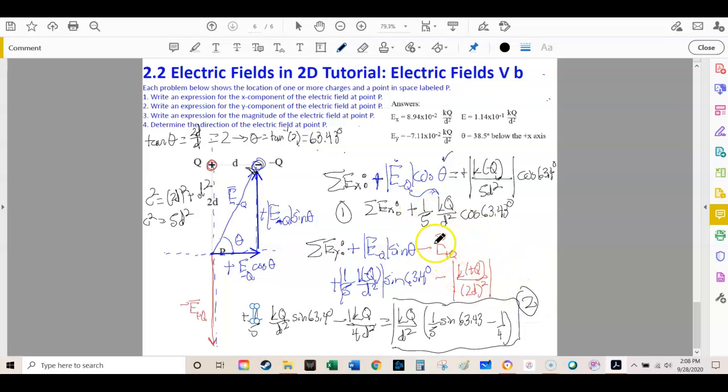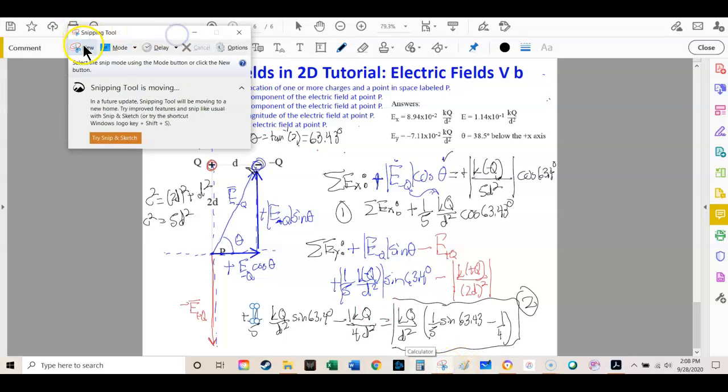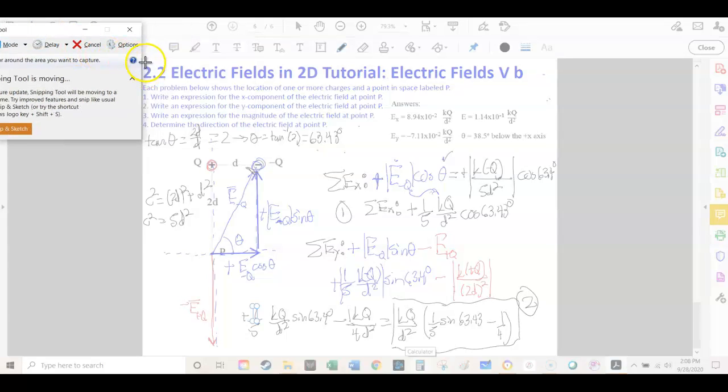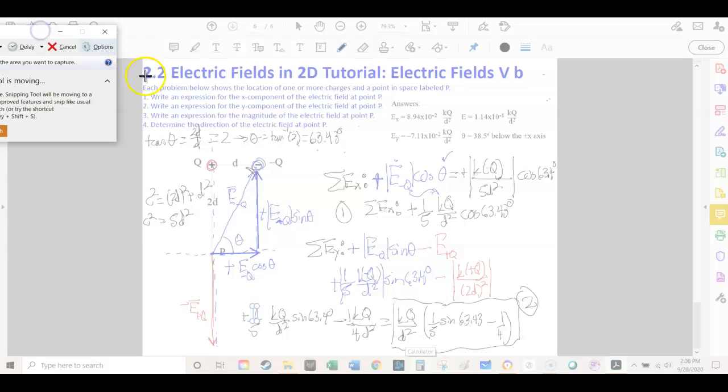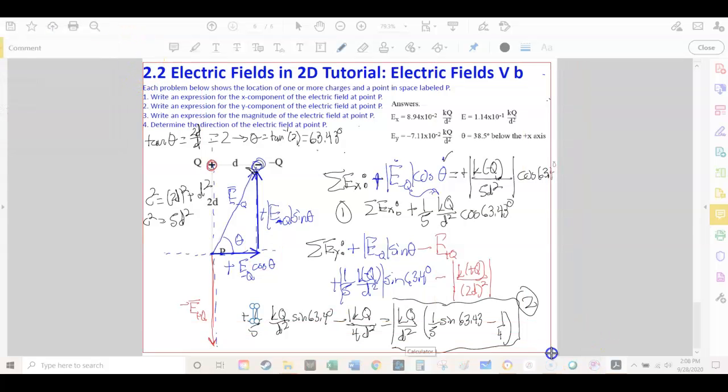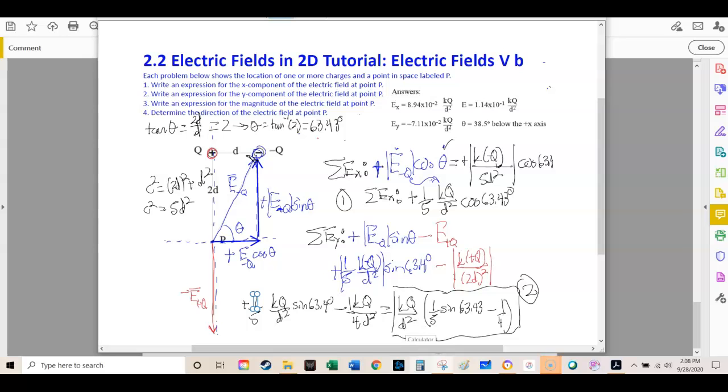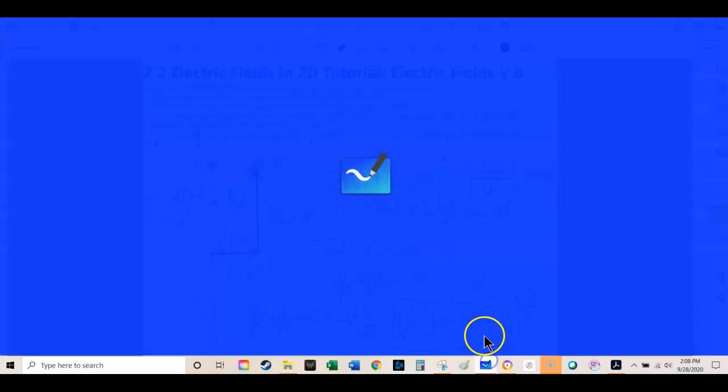Number 3 is just the net electric field. And for the net electric field, we're probably going to need a little bit more room. Let me grab a whiteboard here. I'm going to grab a screenshot of this real quick. I'm going to copy this to a whiteboard because we're going to need to do the net electric field. Let's do a whiteboard right here.